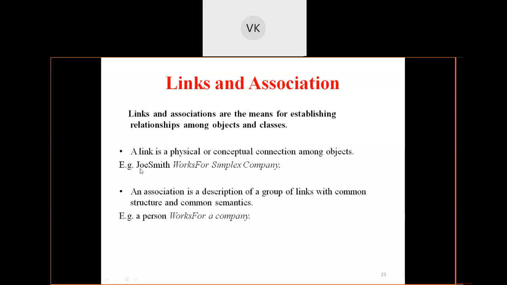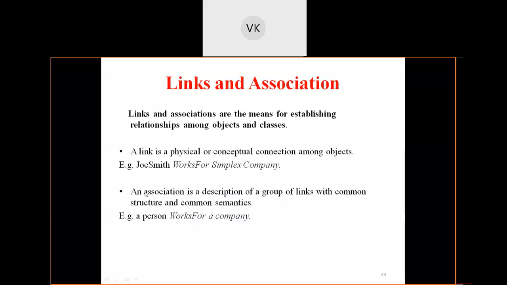Okay, here the example is Joe Smith works for a Simplex company. This is an example of the link. I will show with an example diagram here. Next you see here, an association is a description of a group of links. Here, a link is an individual connection between the two objects.